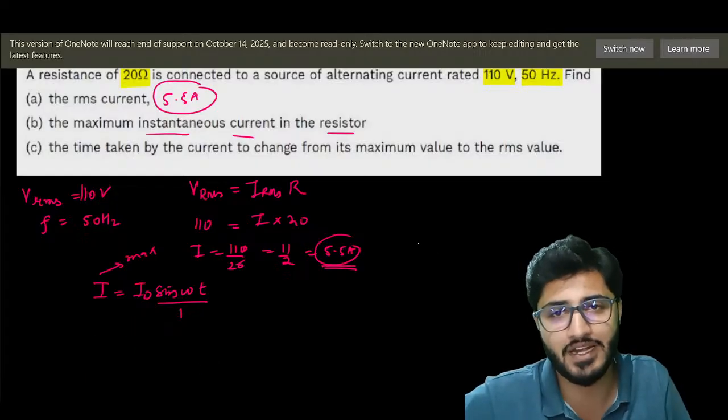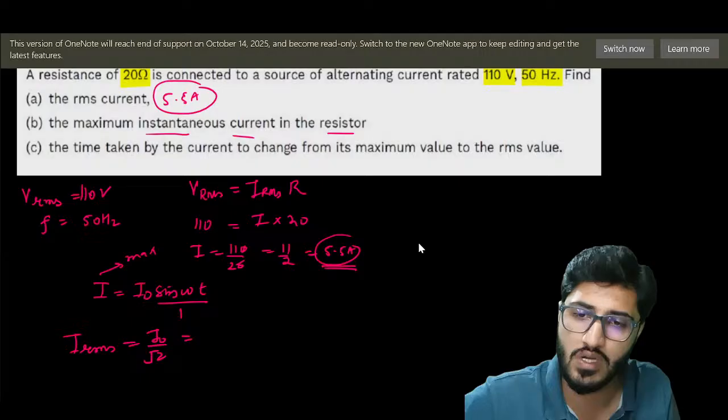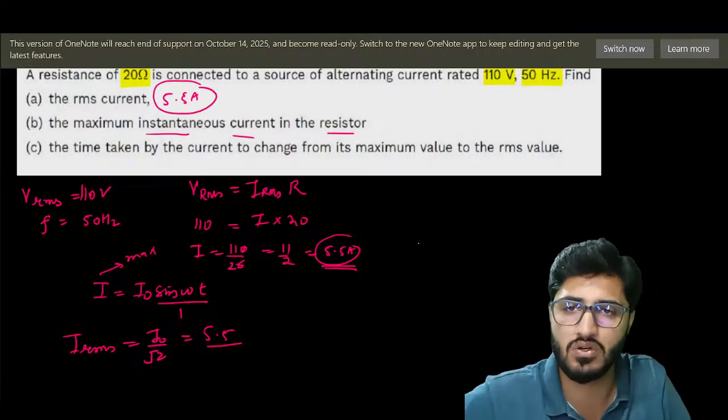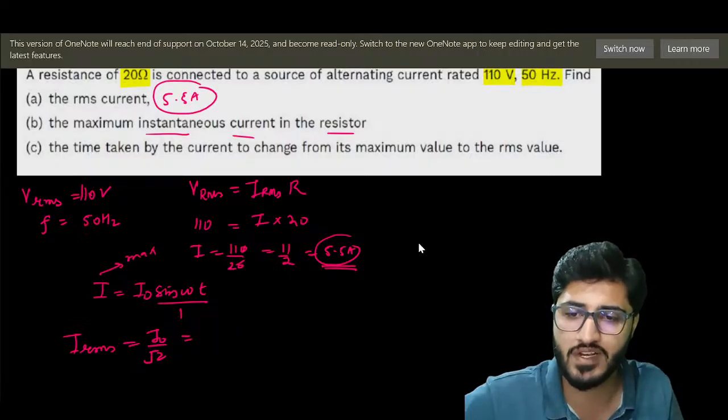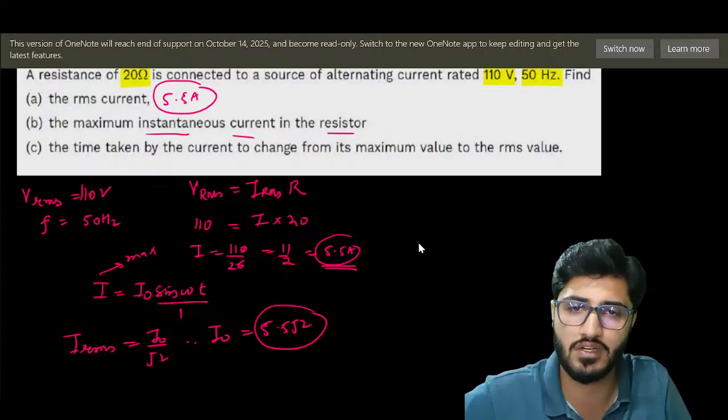The reason behind it is IRMS equals I naught by root 2. So one second, beta. This one is correct, I naught by root 2. So therefore, I naught is equal to root 2 times IRMS. IRMS is 5.5, so I naught is 5.5 root 2. This is my answer. It is 5.5 root 2.